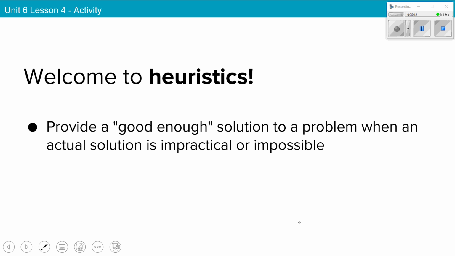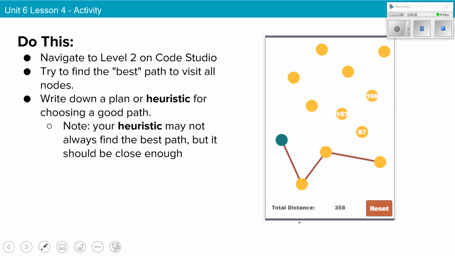So this is where the idea of heuristic comes in. Can we come up with a good enough solution in the traveling salesman case, because the algorithm we have works but is unreasonable, it's impractical? So you can actually try this out. If you go to level 2 of Unit 6, Lesson 4 on Code Studio, they have the traveling salesman problem set up, and you can play with it.